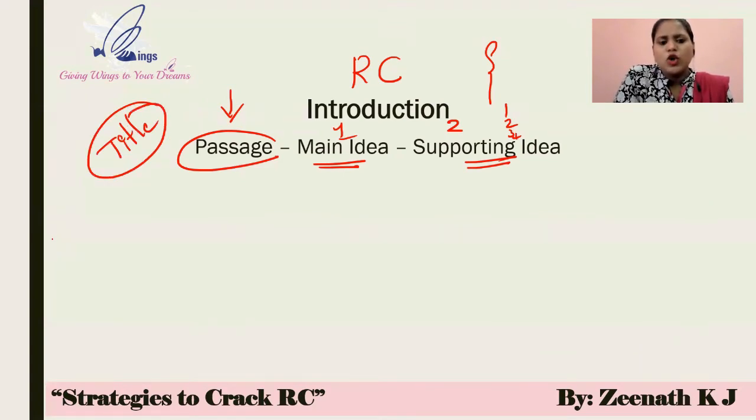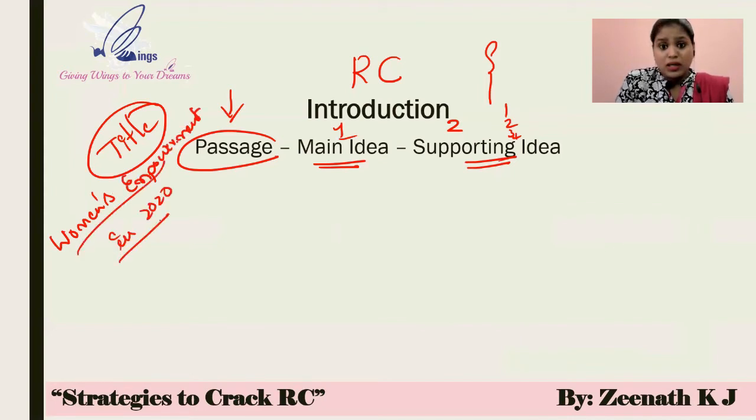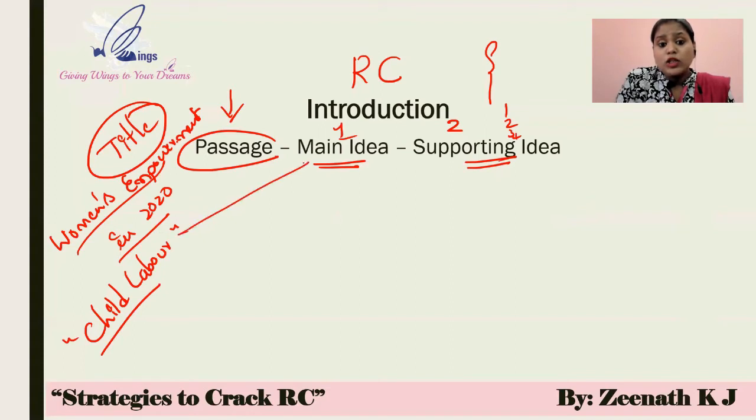Let's say the passage is actually talking about women's empowerment in 2020. Now, women's empowerment in 2020 becomes the main idea of the passage. Whatever they're discussing, it definitely comes under this specific umbrella. Or let's say the passage is dealing with child labor. Then child labor becomes the main idea of the passage. This is all about what the passage is dealing with.